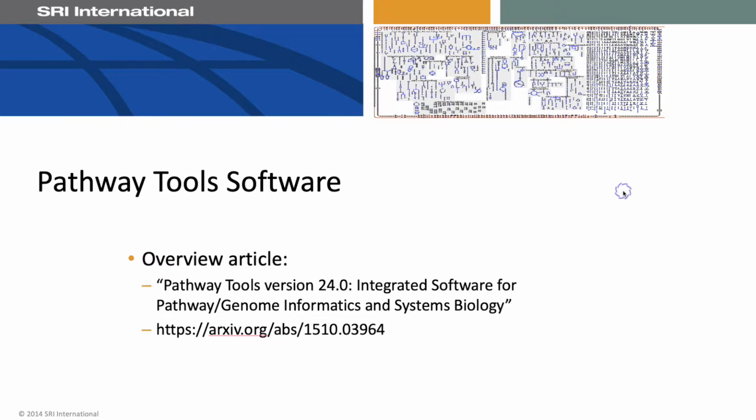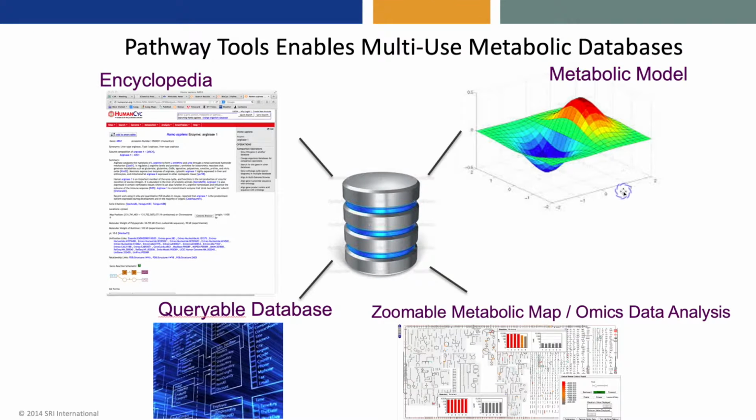Let's now move on to talk about the Pathway Tools software. An overview article describing all of the capabilities of Pathway Tools is here at arXiv. You can download it here. Overall, Pathway Tools enables the creation of multi-use metabolic databases that can be queried via a website or by programmatic database queries. They can be converted into metabolic models, and they can support various types of analysis, such as omics data analysis.